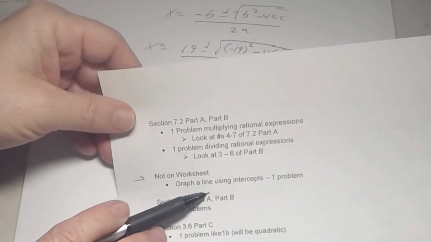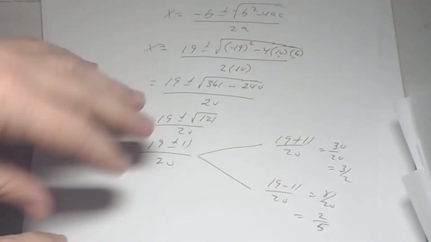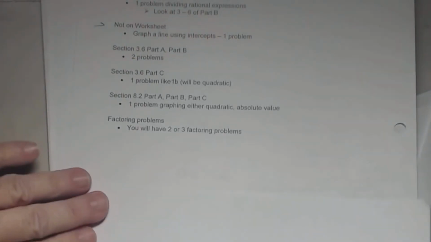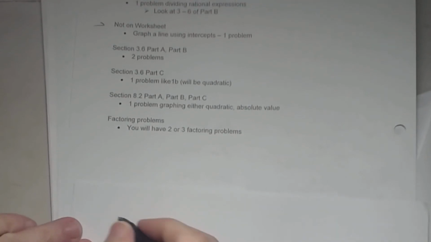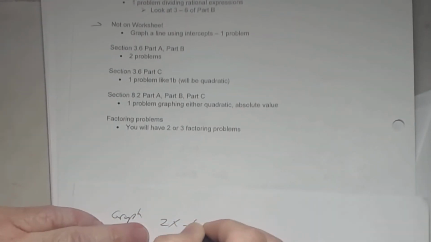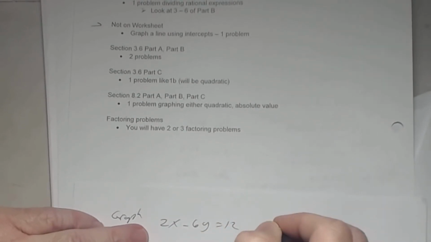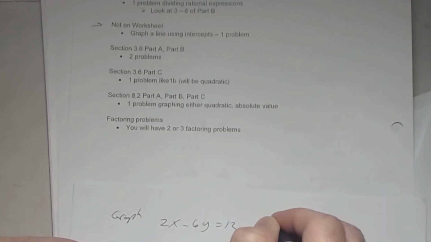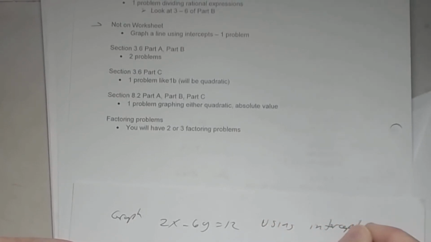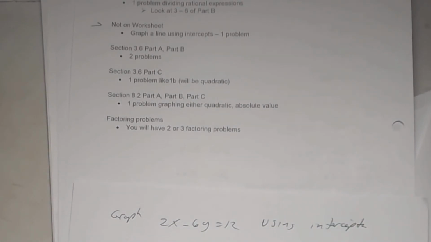So graph a line using intercepts. And the only reason I'm putting it on the test is because it was on the final last semester. So they may not have it on the final. I don't know, but just in case. All right, it's going to look like this. It's a very simple one. So let's say you want to graph 2x minus 6y equals 12 by graphing the intercepts, using intercepts.